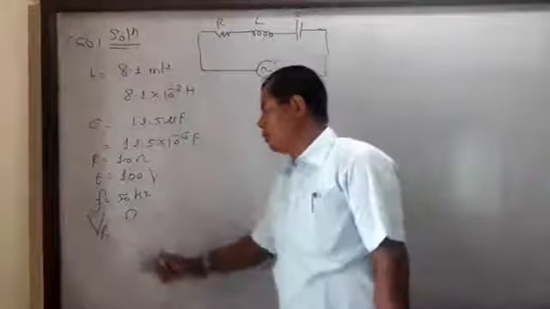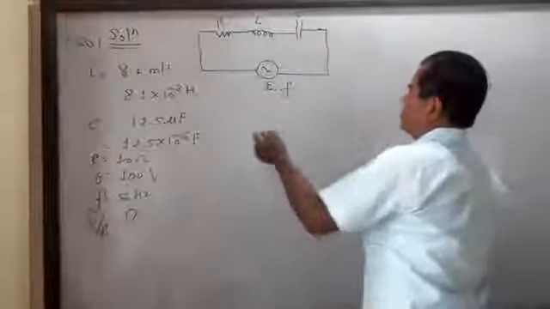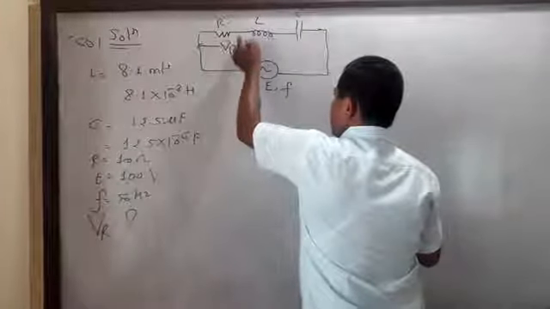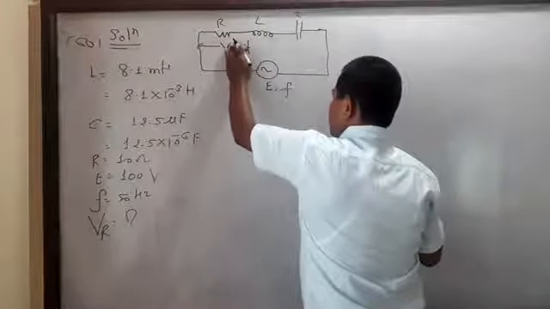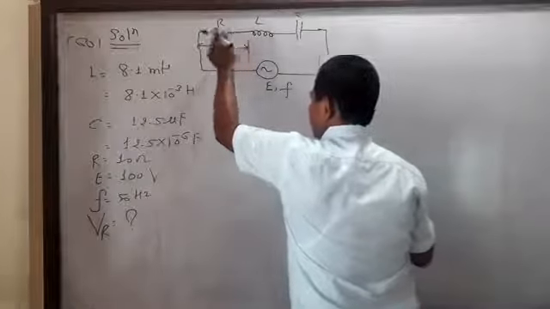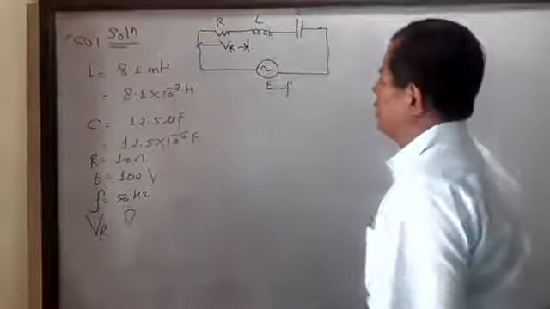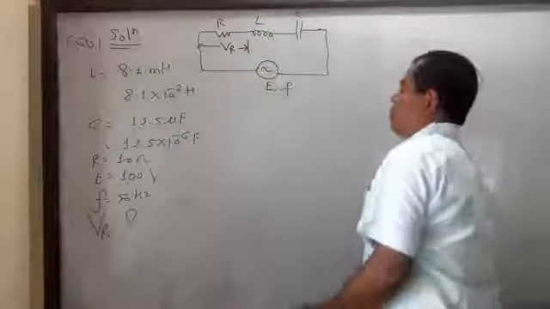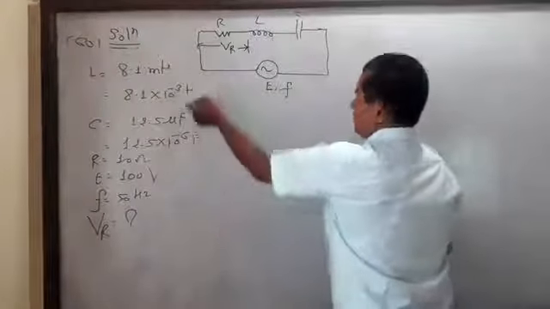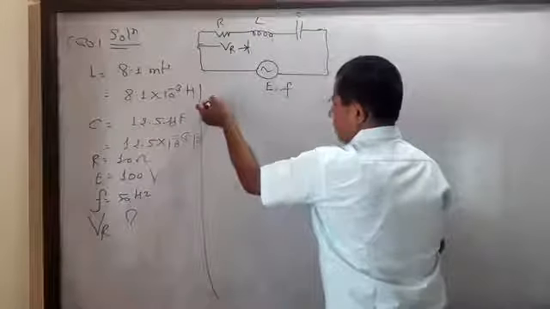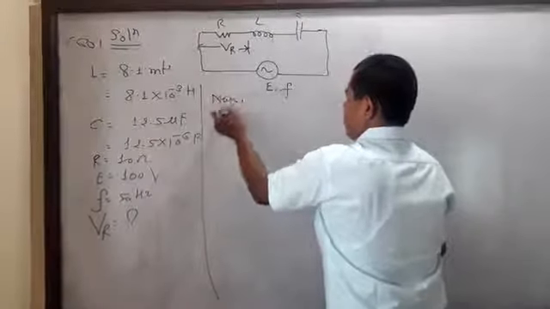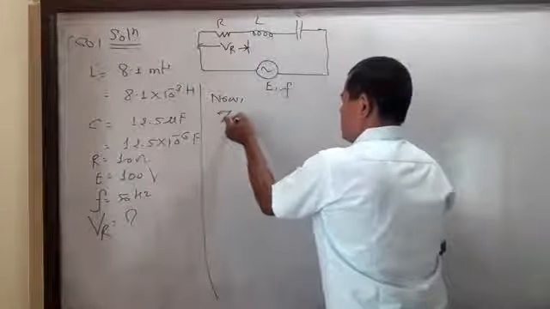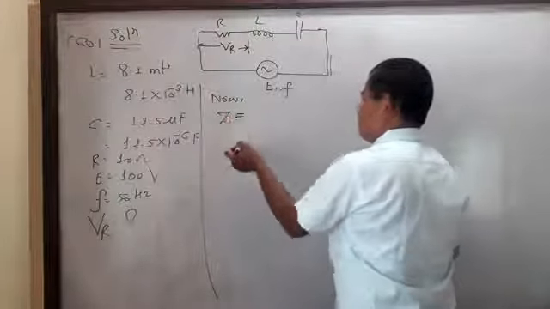Then we find the potential developed across the resistor, means VR. We have to find the voltage developed across the resistor. VR is equal to what? First find the impedance Z, that is the total resultant or effective resistance.